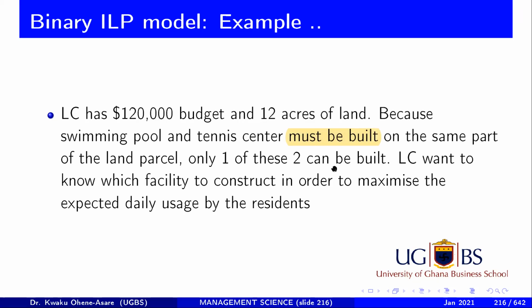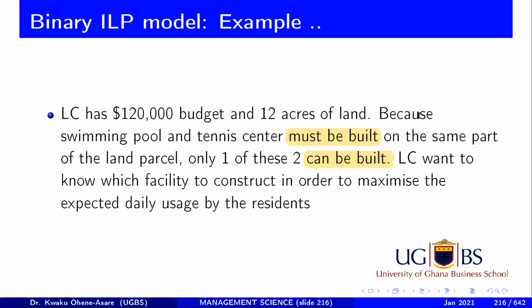Only one of these two can be built. The words "can" and "must" are important, okay? Because swimming pool and tennis must be built on the same part of land. So you can't go and build swimming pool and tennis separately. They got to be built on the same, but because of that, you got to also choose only one of them to do. We'll analyze that.